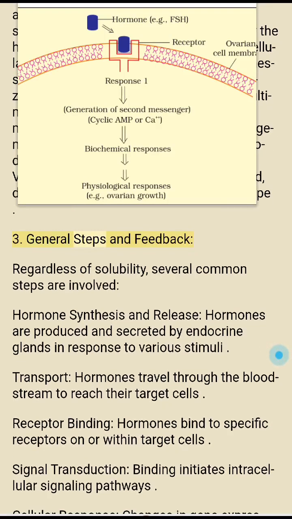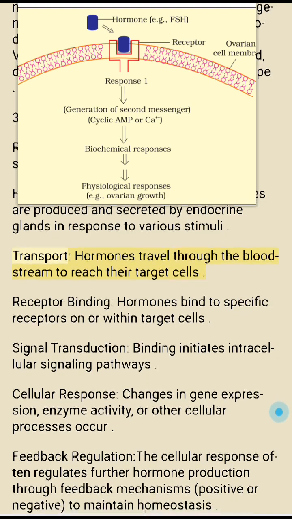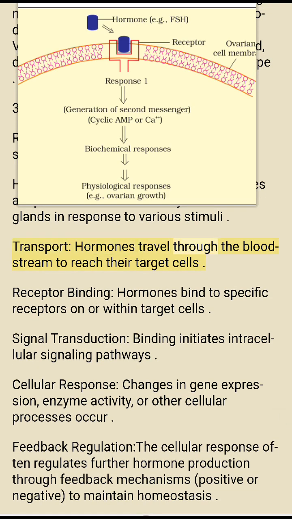3. General steps and feedback. Regardless of solubility, several common steps are involved. Hormone synthesis and release. Hormones are produced and secreted by endocrine glands in response to various stimuli. Transport. Hormones travel through the bloodstream to reach their target cells.